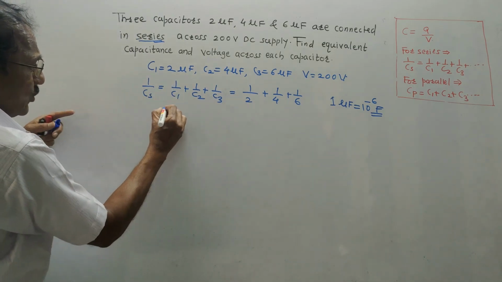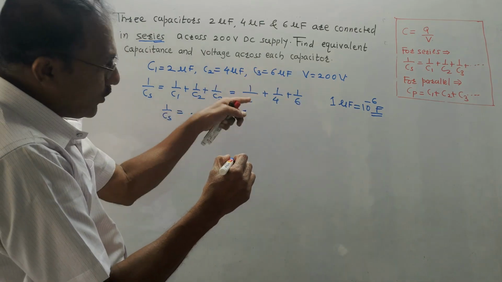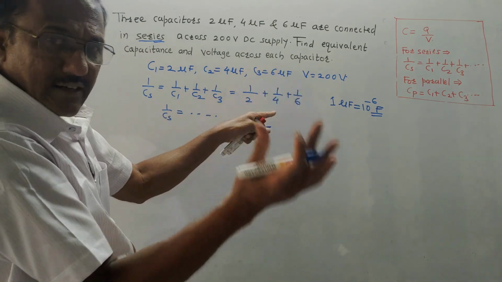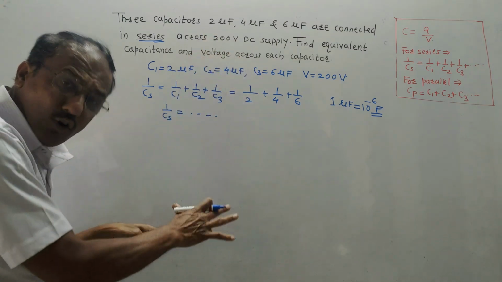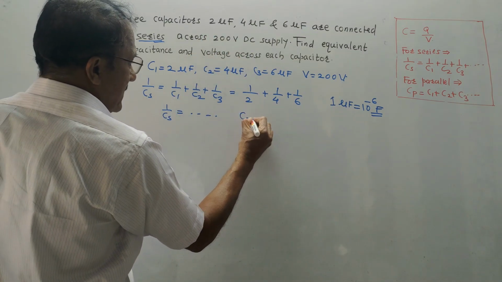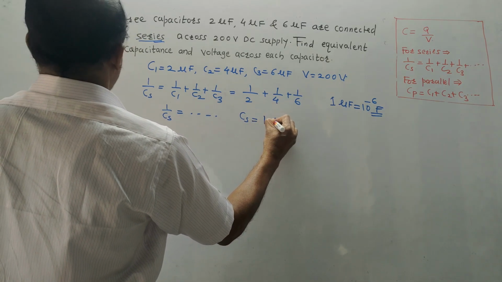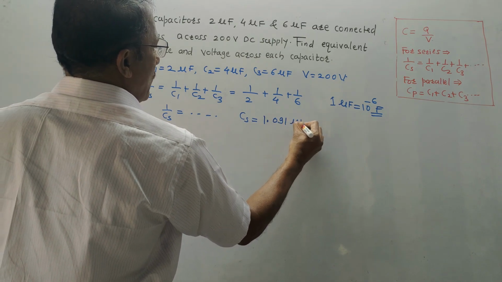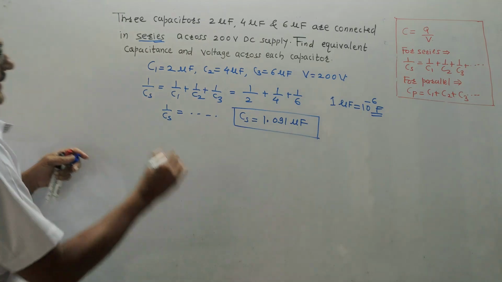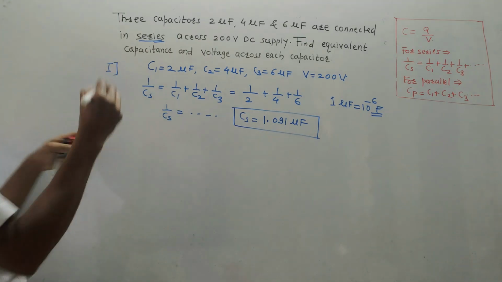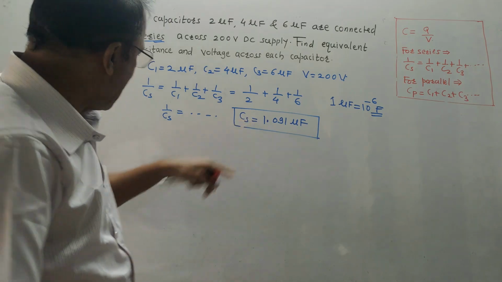If you solve this, you will get the answer of 1 by Cs. You want Cs, so take the reciprocal of that answer. So the value of Cs, that is equivalent capacitance, will be 1.091 microfarad. This is the answer of the first part. I will say this is the first step. I have done the calculation of Cs, that is equivalent capacitance of the series connection.